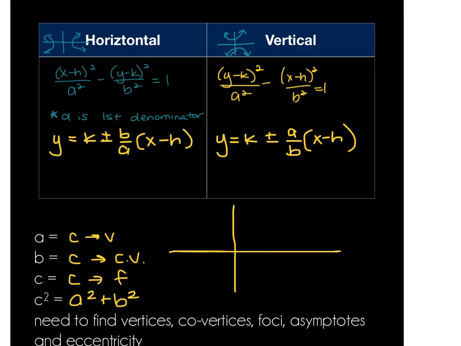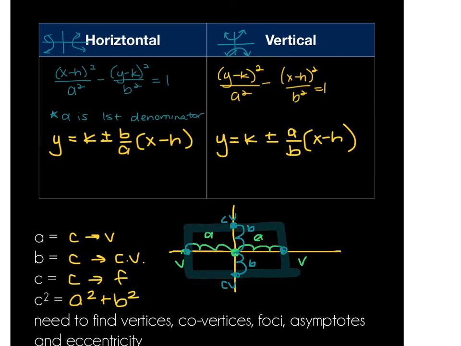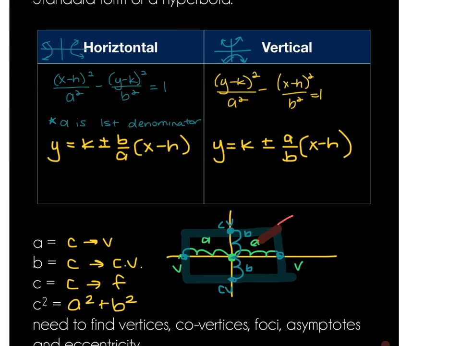So for a hyperbola, let's just say, for example, that this one centers at 0, 0. If it's horizontal, you're going to count right and left your A. That gives you your vertices. You're going to count up and down your B, which does not have to be smaller. That gives you your co-vertices. You're going to draw yourself a little box. You're going to draw your asymptotes through the corners of that box.